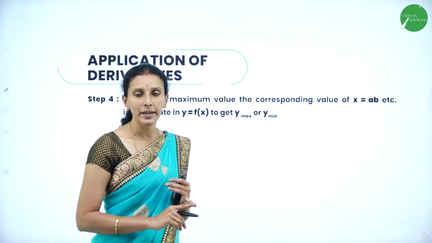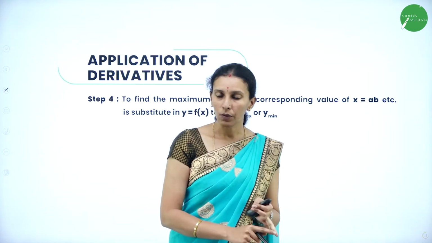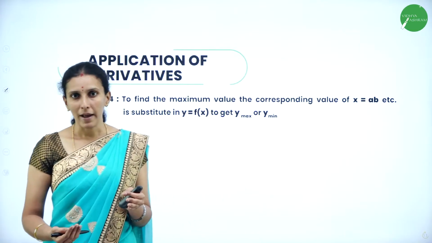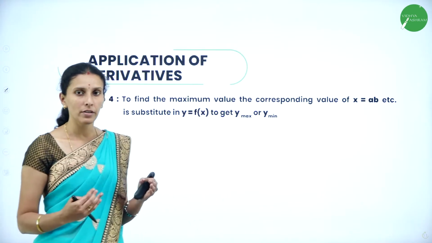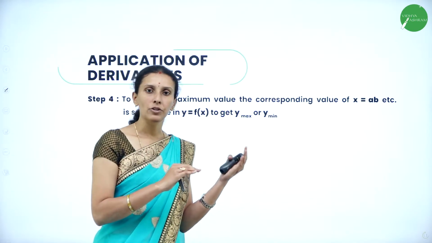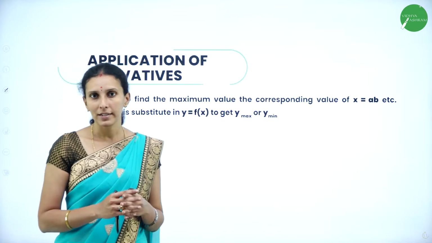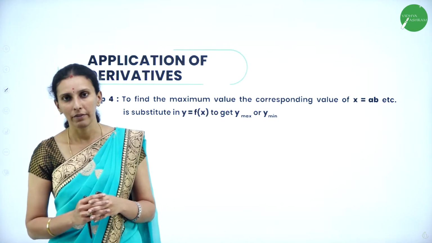So, find dy by dx, put dy by dx is equal to 0, find d square y by dx square, check whether it is maximum or minimum, use the values, substitute them back to find out the value of y, then see whether it is a maximum value or a minimum value.